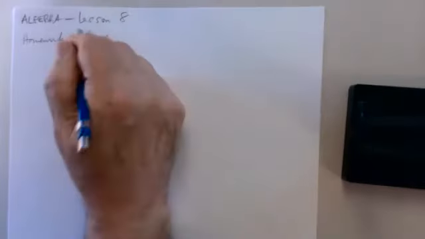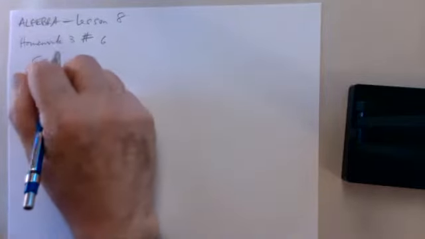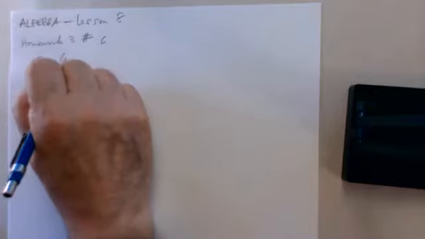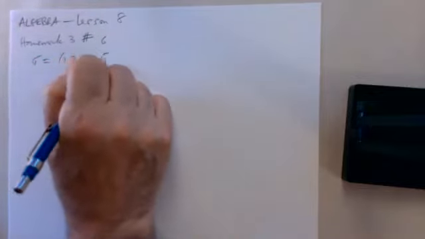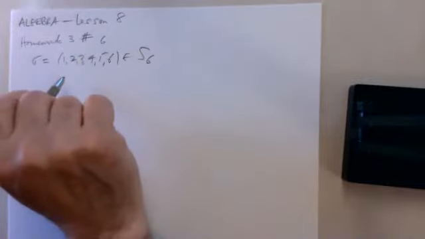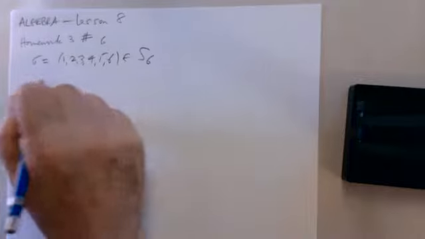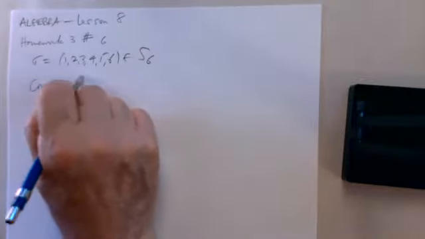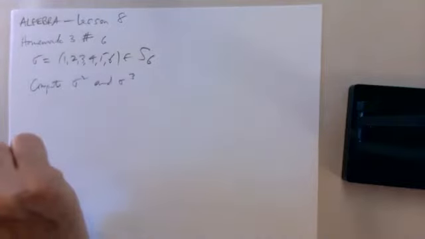All right, so this is Algebra Lesson 8, and someone asked about problem number 6 in homework 3. So let's take a look at the problem. We have the permutation sigma equal to 1, 2, 3, 4, 5, 6 in S6, and we want to compute sigma squared and sigma cubed.